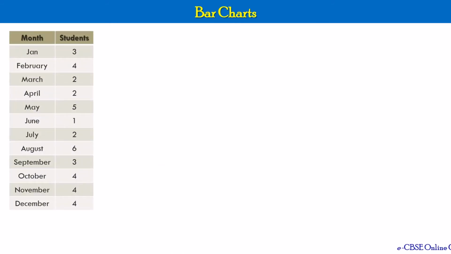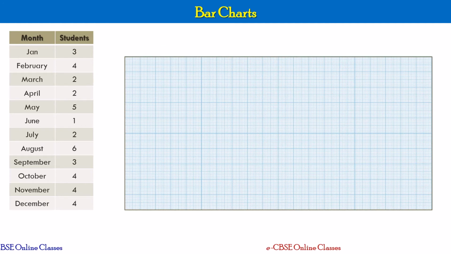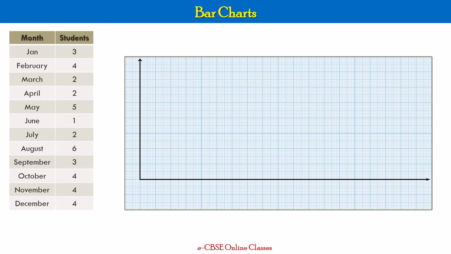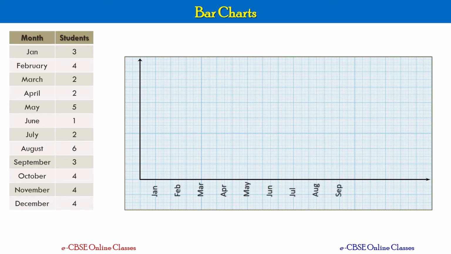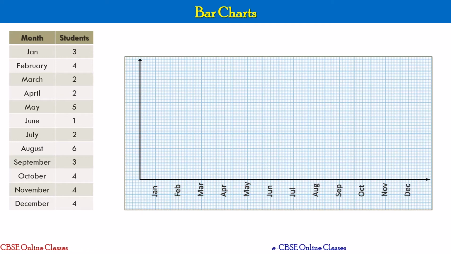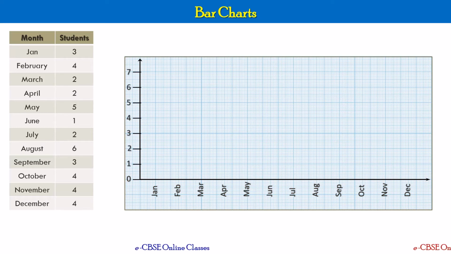The raw data I'm taking is a simple example. I'm taking a table of number of students having birthdays in a given month. The first column is the month and second column is number of students having birthday in that specific month. That is frequency. So let's take a graph chart here. And first draw axis lines, and on x-axis I am writing the names of the months from January till December. On y-axis I am marking the frequency from 0 till 7.